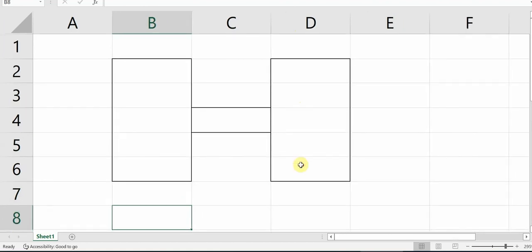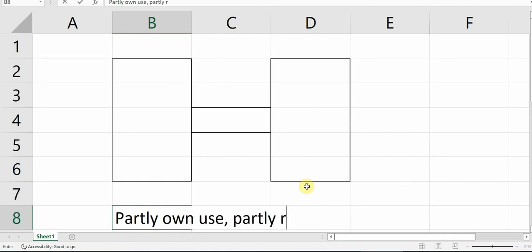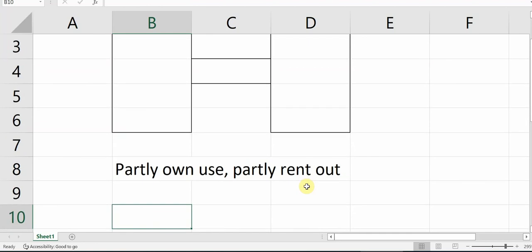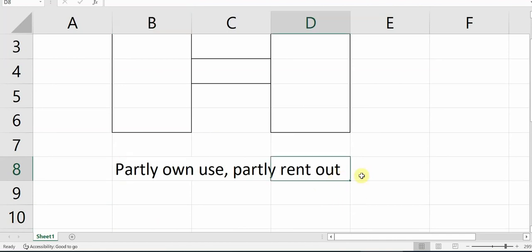Okay, Petronas Twin Tower. Now, I don't think Petronas can have enough staff to occupy the two towers. They sure will use some units inside, and sure they will rent out some units. Okay, so partly owned use, partly rent out. So now we got a problem already, because we know if owned use, then the Twin Tower is PPE. If rent out, then the Twin Tower is investment property. Now we got a mixture of usage, some owned use, some rent out.